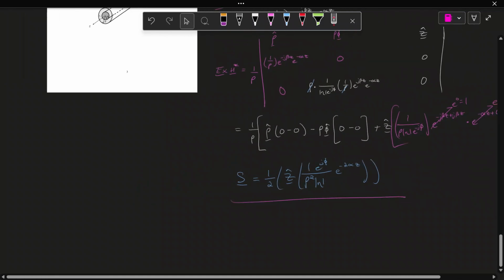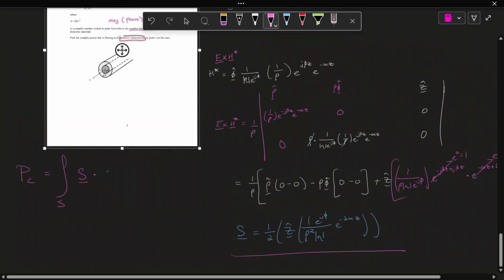Now what we need to do is find the complex power. Complex power, denoted by P_C, is equal to the surface integral of the Poynting vector dotted with, in our case, the positive z direction, with respect to s.